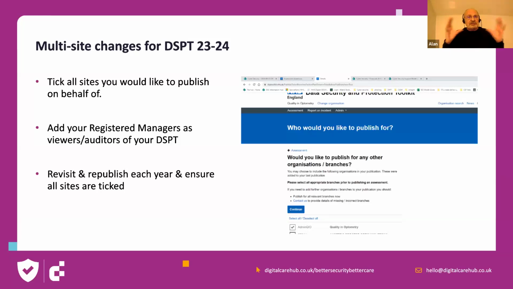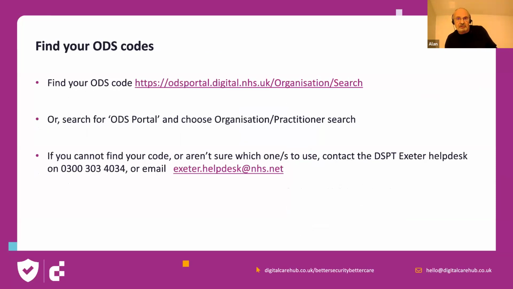However, if you are still confused about ODS codes and you're not sure which ones will apply, it's quite easy to find your ODS code on the ODS portal. And the ODS portal is available on that link that's on the top of the slide there, or you can just search for ODS portal in your search engine and then choose Organisation and Practitioner Search. If you can't find your ODS code at all, or you're not sure which one to use, then please do contact the Exeter Help Desk, as we've indicated on the slide there. They can help to unravel what you need to do and how you need to do it.